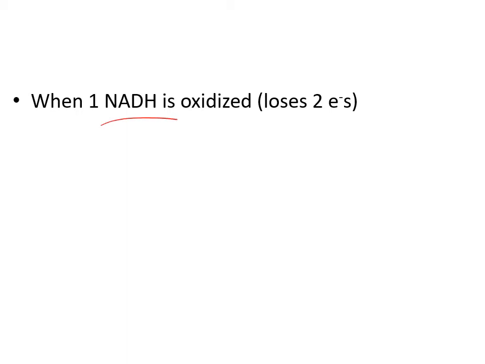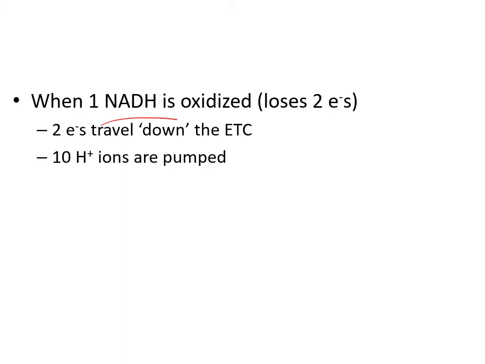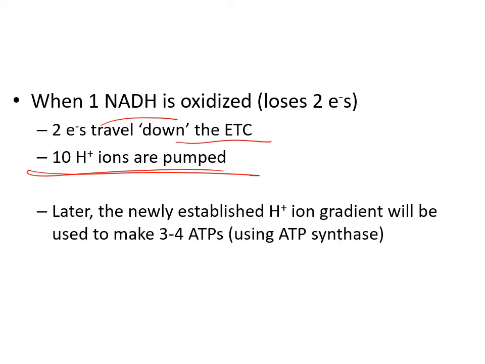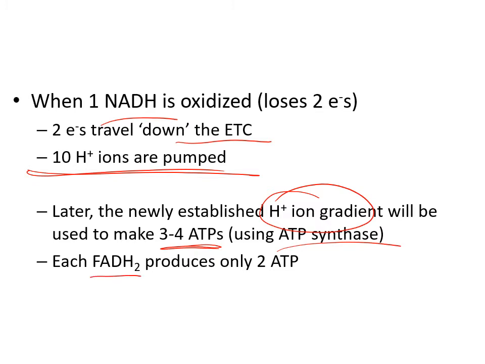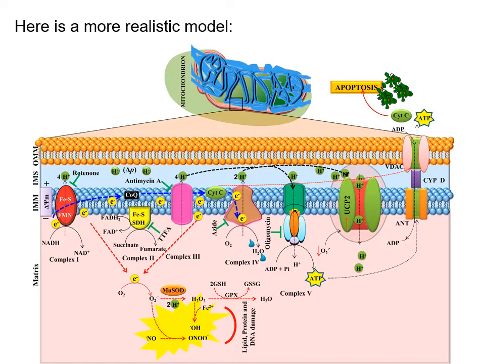So NADH is oxidized, we lose 2 electrons, they travel down the electron transport chain. As they move down that chain, hydrogen ions are pumped, creating a gradient. This hydrogen ion gradient is what we use to make ATPs. The thing that does it is called, appropriately, ATP synthase. The FADHs do the same thing, but they don't pump as many hydrogens, and therefore we get fewer ATPs.